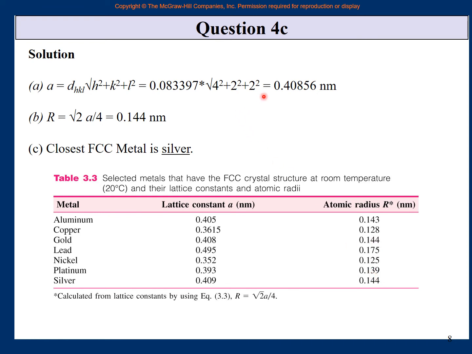But the lattice constant is 0.409, right? So this is 408, and this is 409. Gold is also very close, but this is 0.40856. So if you round off, this 6 will become 6 and this will become 9. So instead of gold, you are much closer to silver, right? If you have written gold, you are slightly wrong, but if you have written silver, you are exactly right according to this.